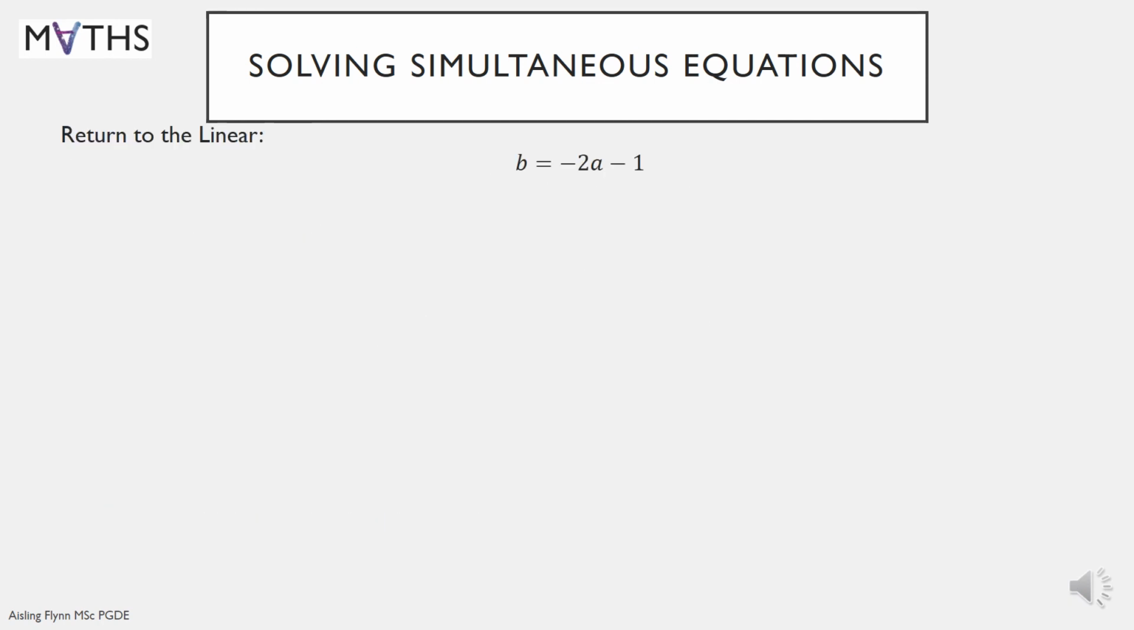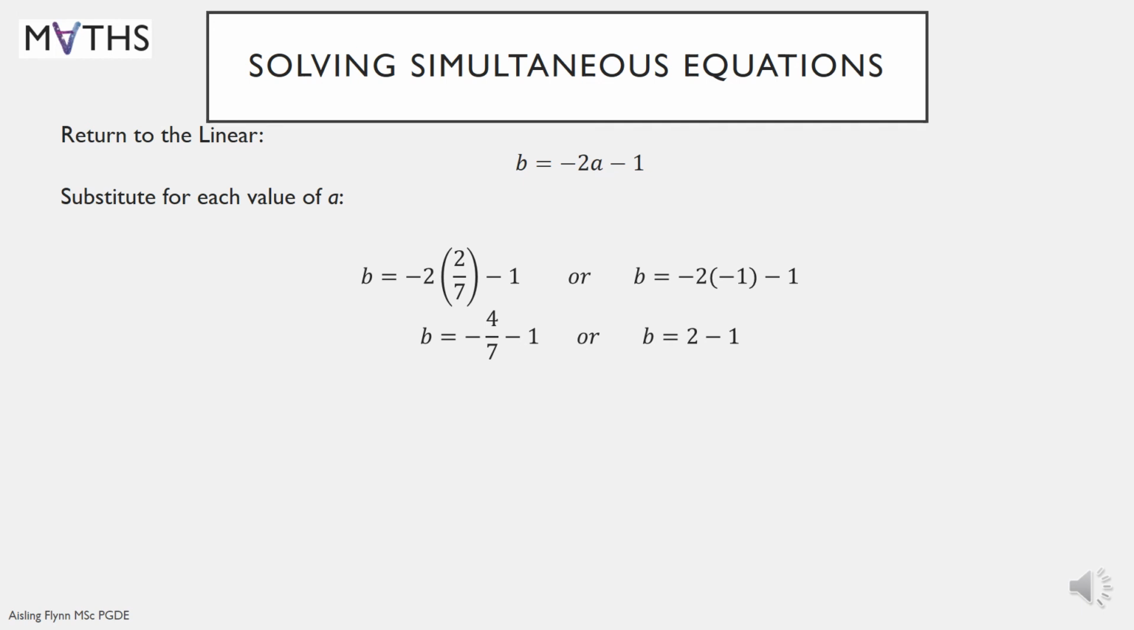So we'll return to the linear, b equals minus 2a minus 1, and we'll substitute for each value of a. So on the left we're using 2 over 7, on the right we're using minus 1. So working those out, using a common denominator there on the left, and we get b equals minus 11 over 7, and on the right we get b equals 1. So we got two pairs of values for a, b as shown here.